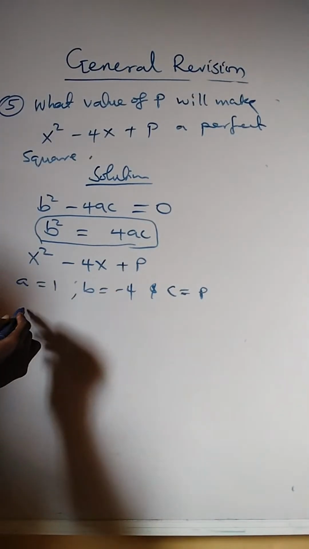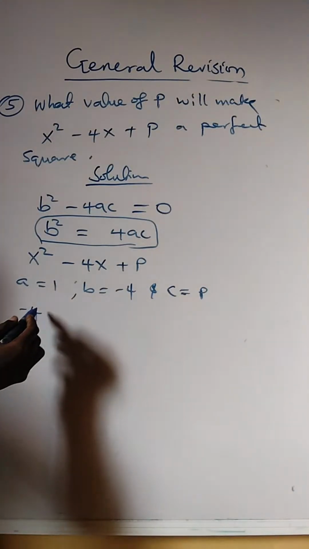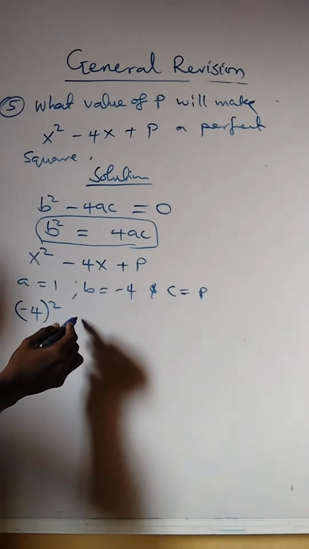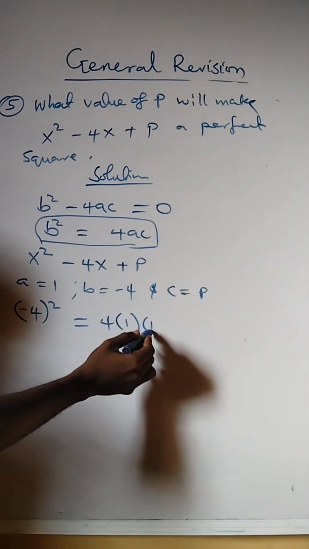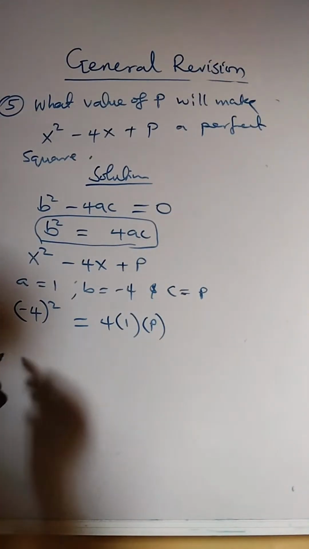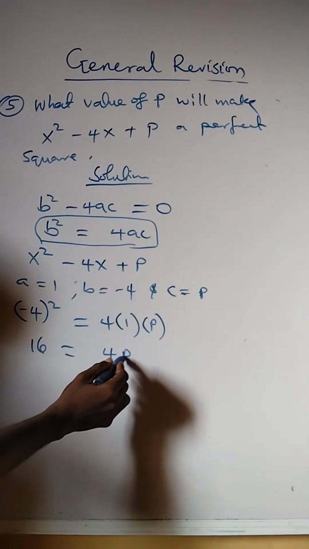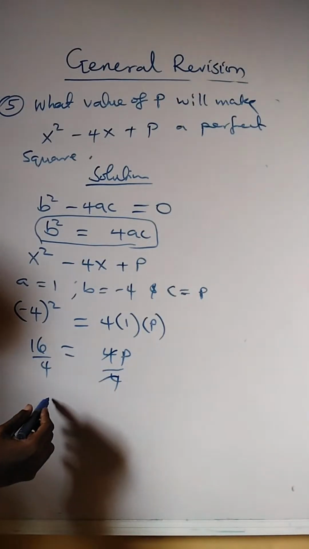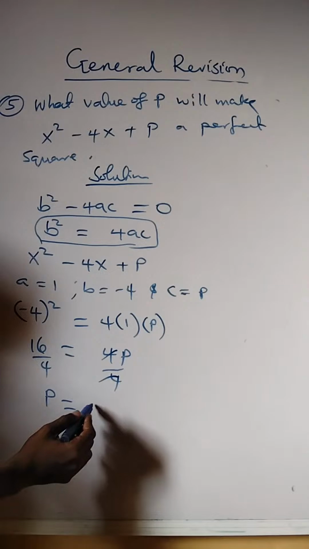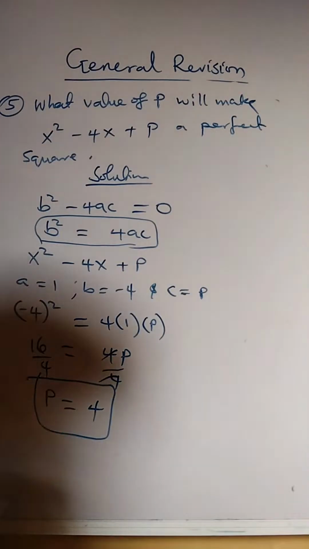Substituting here, we have minus 4 squared equals 4 times 1 times c, which is p. Minus 4 squared is 16, equals 4 times 1 times p, that's 4p. To get p, divide both sides by 4. We have p equals 16 over 4, that's 4. So the value of p that will make this expression a perfect square is 4.